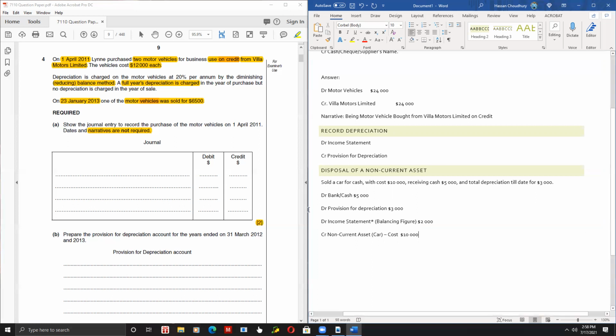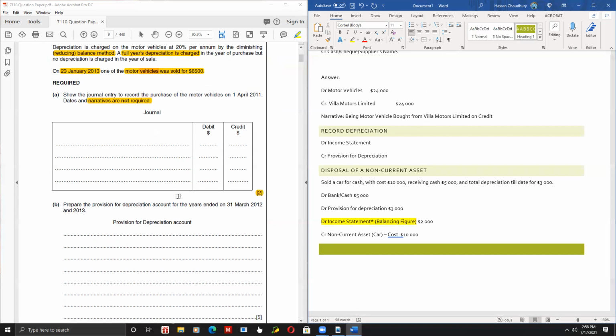If a lot of you guys are confused about what's going on, I think you need to understand that these are journal entries that you have to learn, because these are examinable. These can easily come in your exams. Okay, so this is the journal part done. We're going to look at the depreciation account, right?